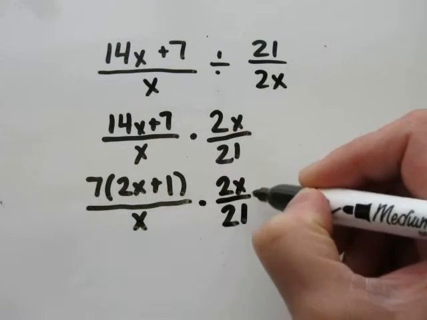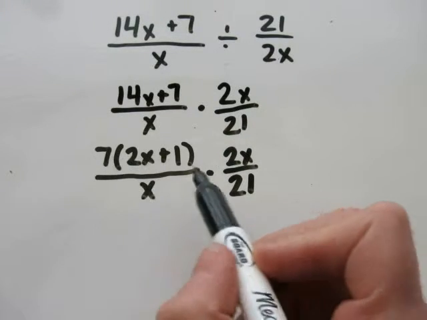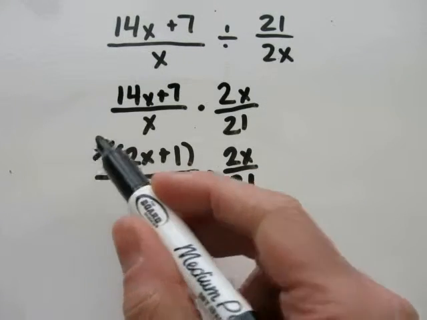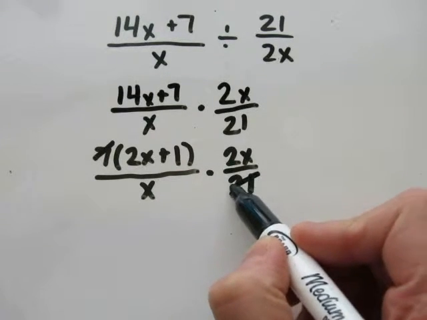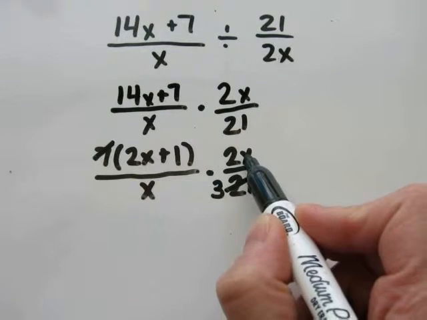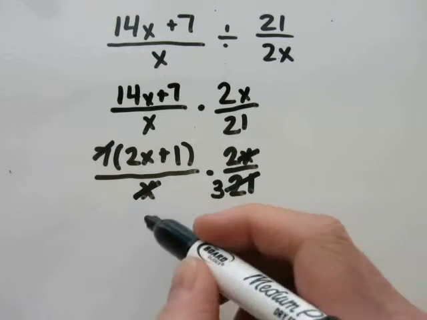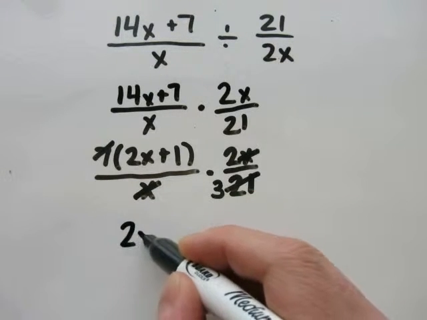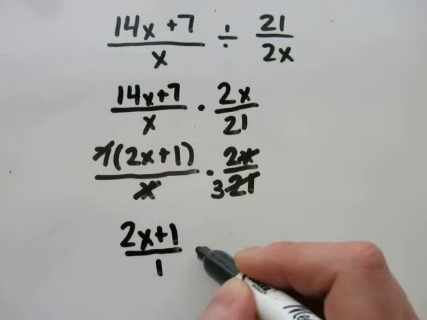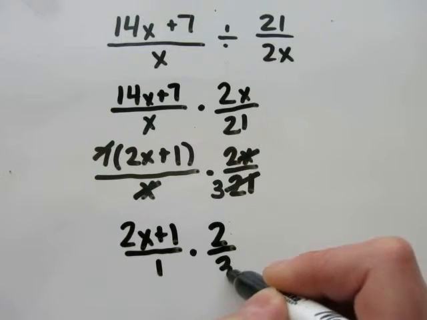I can't factor anything out on this side. I notice that 21 is a multiple of 7, so I can cancel out the 7. 21 divided by 7 is 3. I have an x here and here, so they will cancel out. And I'm left with 2x plus 1 times 2 over 3.